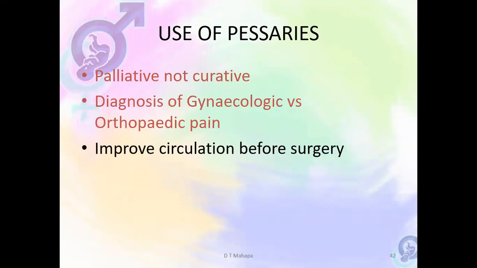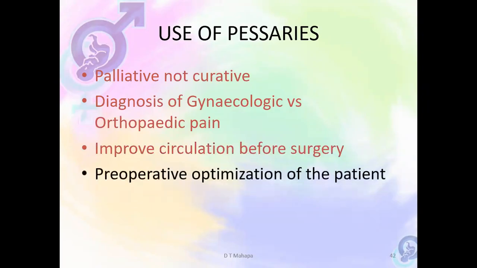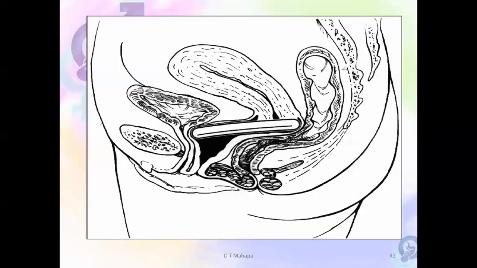If the pessary doesn't alleviate the pain, refer the patient to an orthopedic surgeon. The pessary also keeps the organ up there, so it improves circulation before surgery, preoperatively optimizing the patient for surgery. This is a pessary put in the vagina. It keeps the uterus up there for some time.